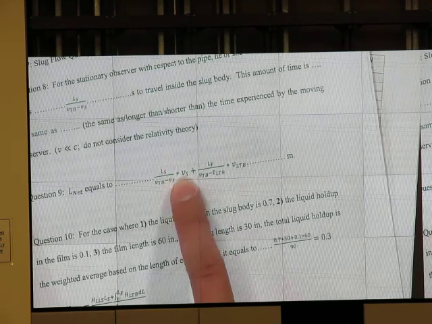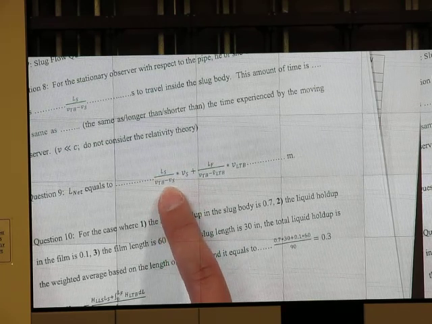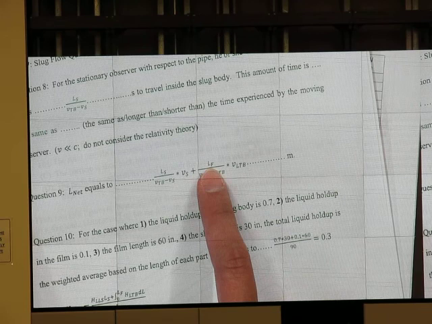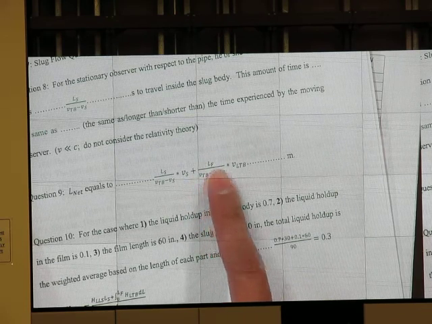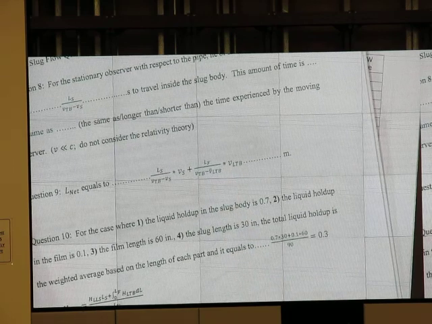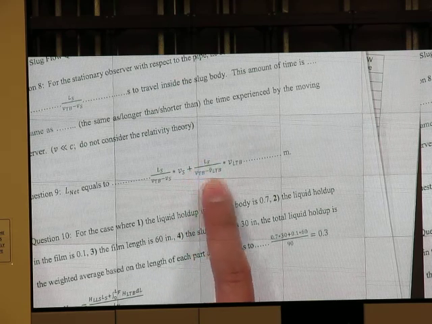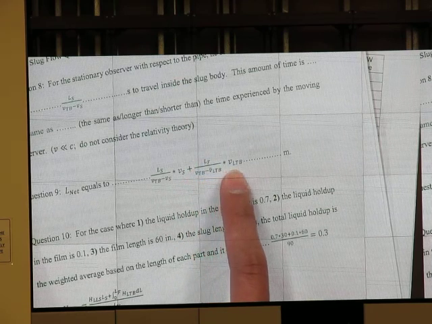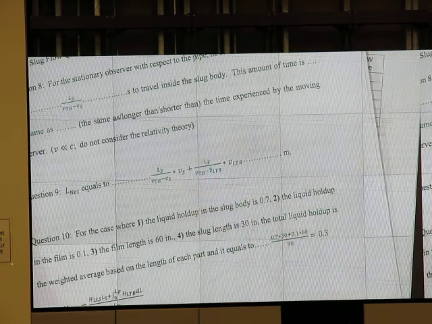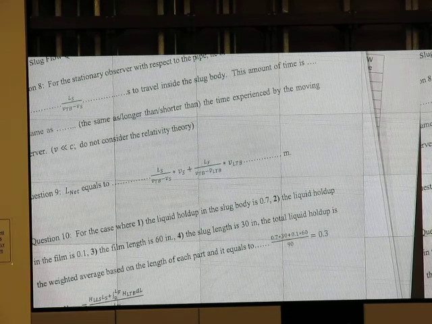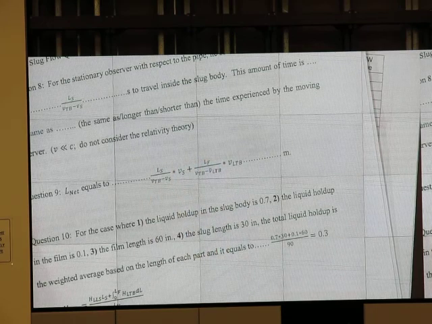Plus, so this gives us one length. This is the length traveled forward when it stays inside the slug body. And the next one, length divided by delta V, is the amount of time that solid particle will stay in the film, right? The amount of time that it spends in the film is multiplied by the velocity when it is in the film zone. This gives me the forward distance that the particle moves when it stays in the film. I add it together, and it becomes the total distance that it moves forward.